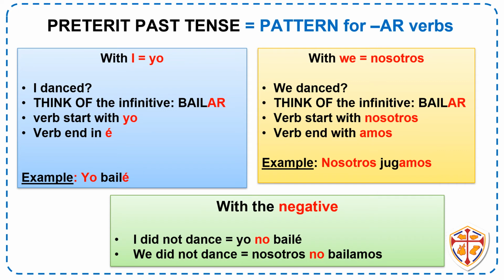Finally, if you have a look at the green box, how can you do the negative form of these verbs? It's very, very easy. The only thing you have to do is add no in front of your past tense. So, for example, if you wanted to say I didn't dance, you will have to say yo no bailé. Don't forget the E on bailé. And if you wanted to say we didn't dance, you will have to say nosotros no bailamos.